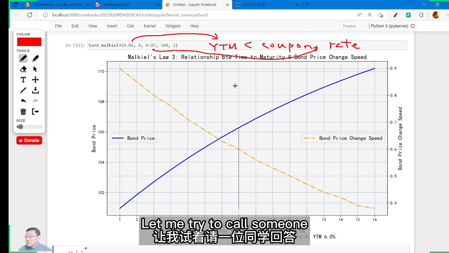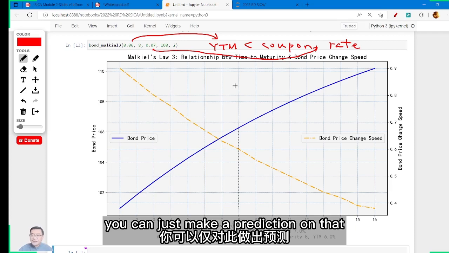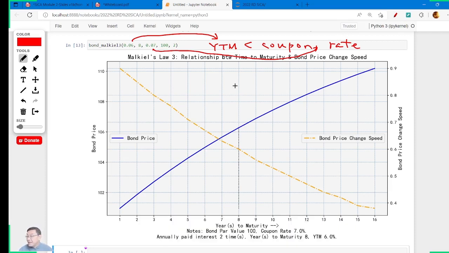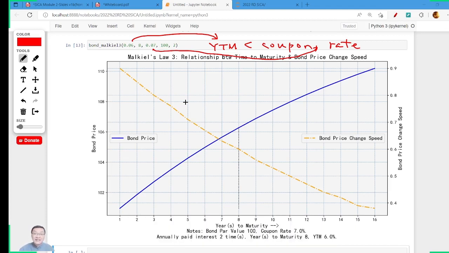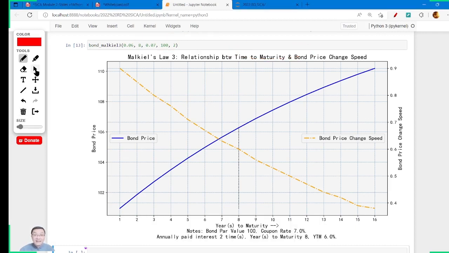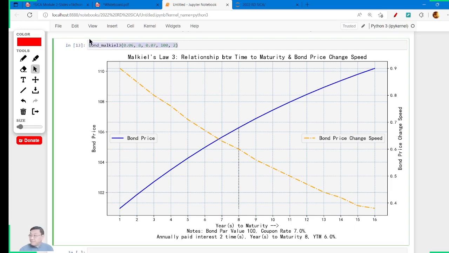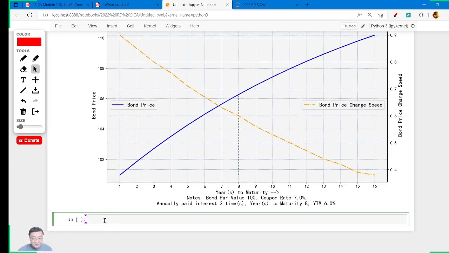Let me try to call someone. You can just make a prediction on that. Okay, let's see. Let me find out the person. Zhou Siyuan, can you do an imagination on this? Just a guess. Then we will prove your guess. Hi, Professor. Can you hear me? Yes, I can hear you, but could you speak a bit louder? Okay.